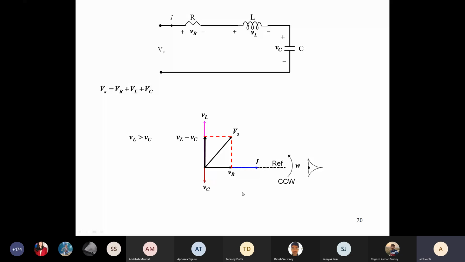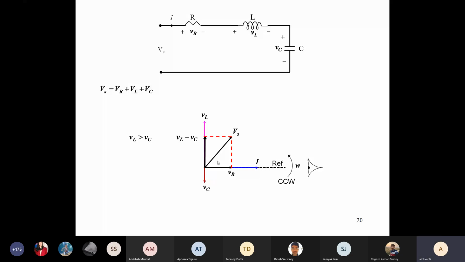When you have an RLC circuit with VL greater than VC, the current is actually lagging the terminal voltage. That is the terminal voltage phasor. So this is the lagging current. With this concept, we will gradually do the numericals.